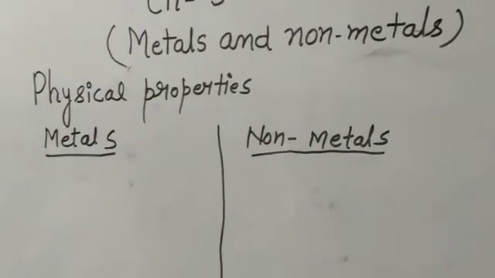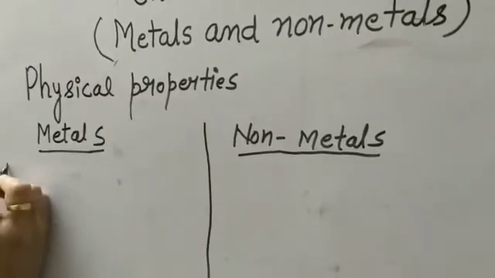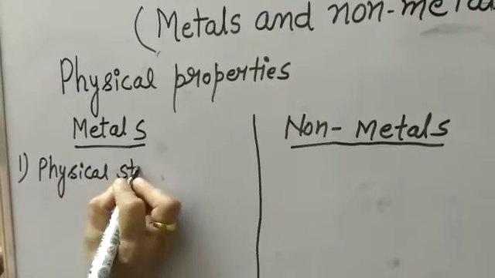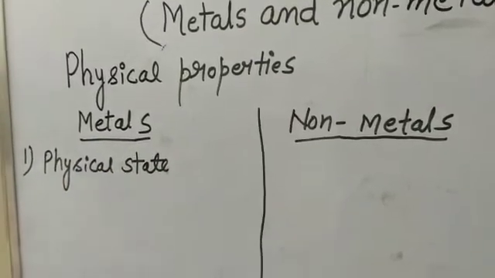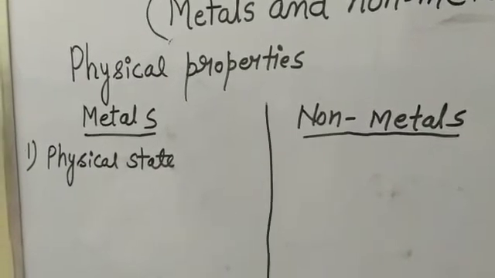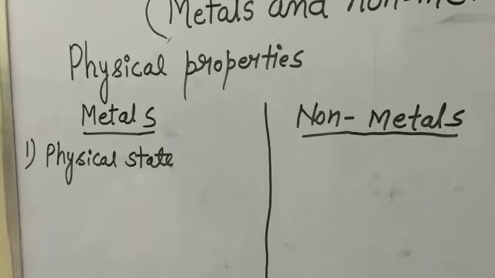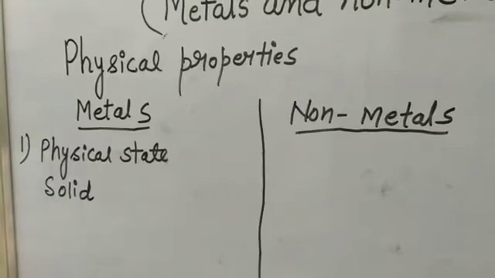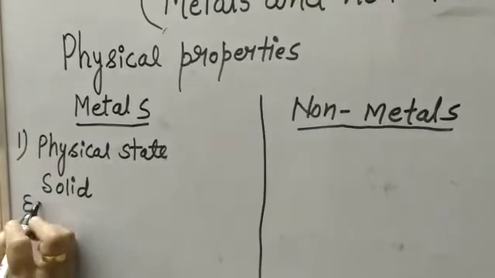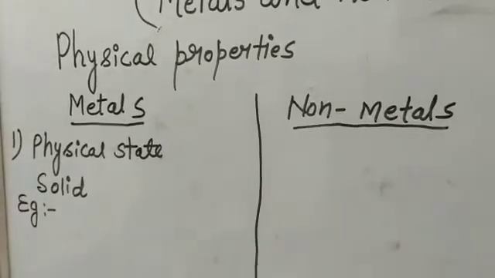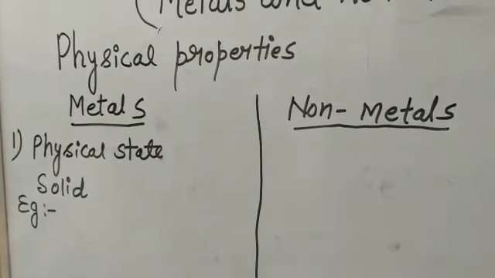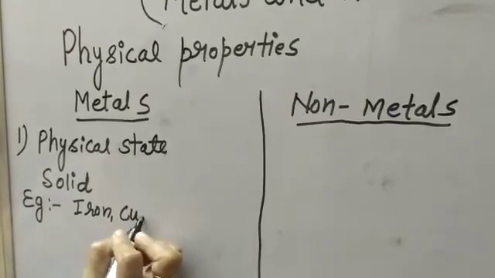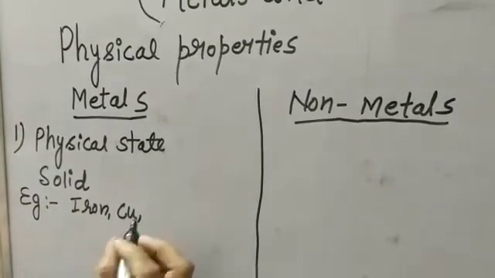So the first property we discuss here is physical state. All metals are solid at room temperature. Solid at room temperature, and the examples are iron, copper, gold and silver, etc.